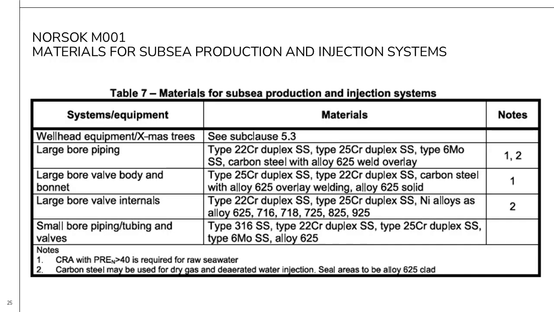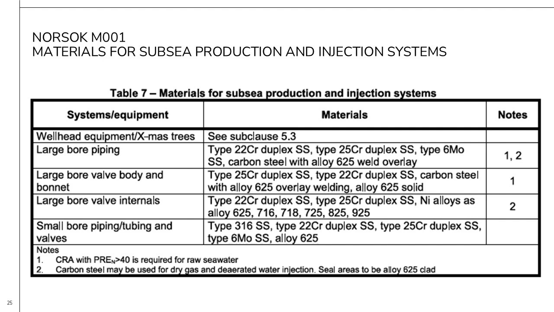Let's take a look at Table 7, Materials for Subsea Production and Injection Systems. Table 7 specifies the materials required for subsea production and injection systems to ensure reliability under harsh offshore conditions. For wellhead equipment and XMAS trees, refer to subclause 5.3. Large bore piping should use Type 22CR or 25CR duplex stainless steel, Type 6MO stainless steel, or carbon steel with alloy 625 weld overlay for corrosion protection.